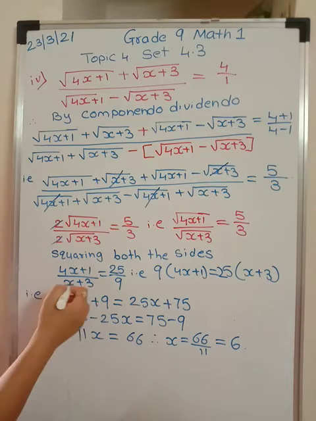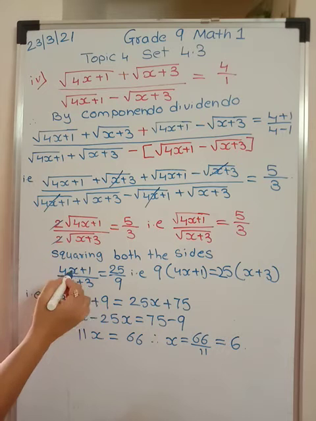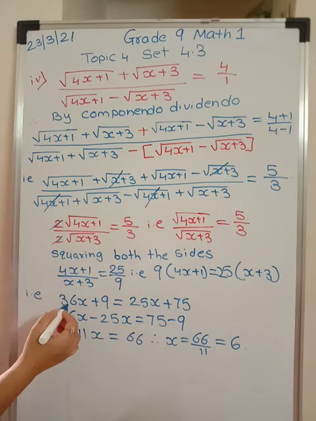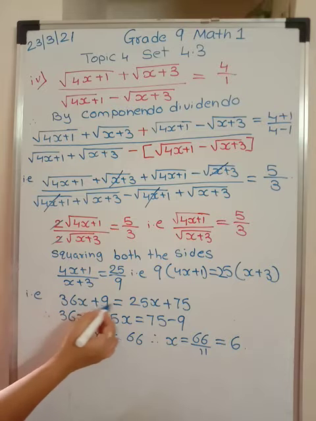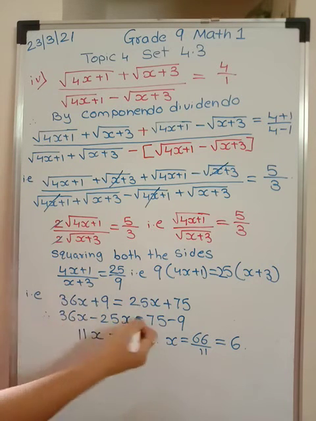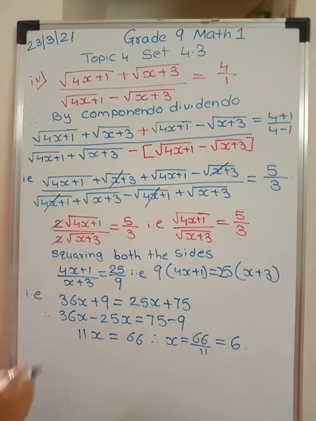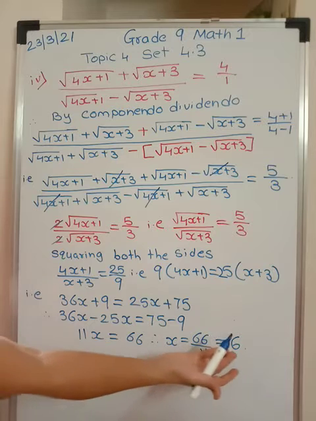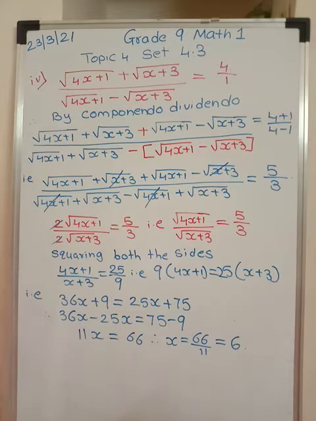Now you just cross multiply. 9 into 4x plus 1 is equal to 25 into x plus 3. You get 36x plus 9 is 25x plus 75. Take x together. Do the subtraction, you will get 11x is equal to 66, and therefore x would be 66 upon 11, which is equal to 6. Okay, so please do this problem.